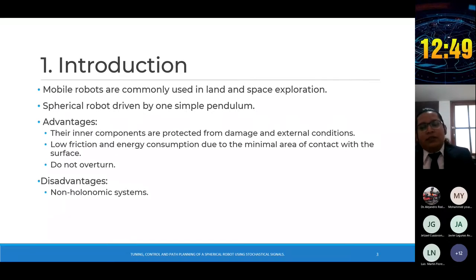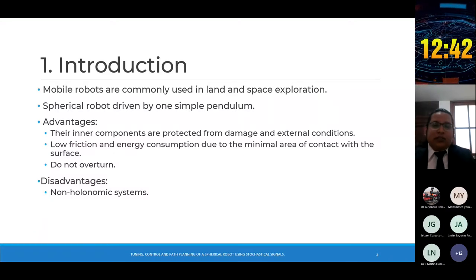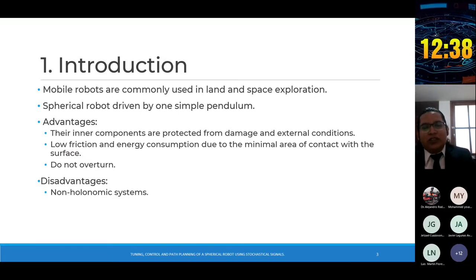So the first disadvantage that these kinds of robots present is that they are non-holonomic systems. That means that they have some restrictions on their motion, and it's difficult to realize path planning with these kinds of robots.